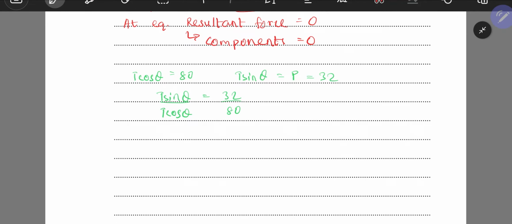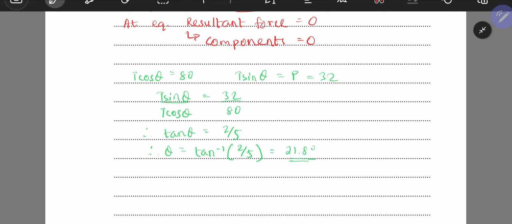The t's cancel out and sine by cos is tan. So therefore, tan theta is equal to 32 by 80. Let's simplify that. That is equal to 2 by 5. Now I can find theta very easily. Therefore, theta equals tan inverse 2 by 5, which is roughly equal to 21.8 degrees.